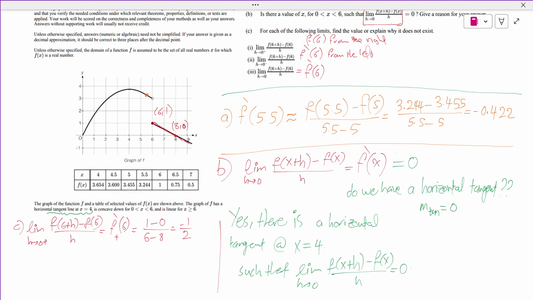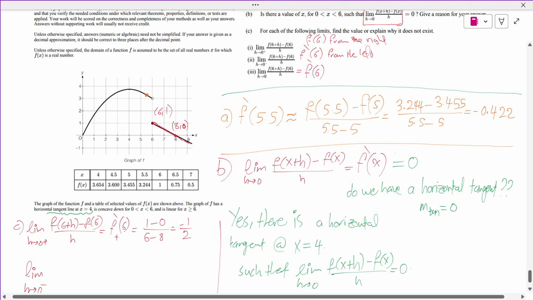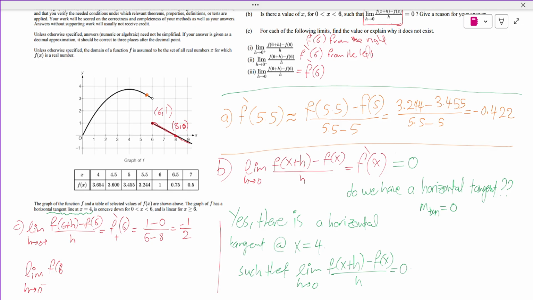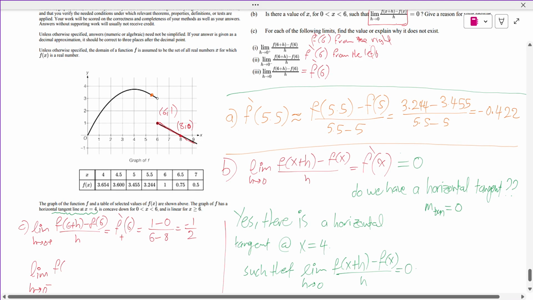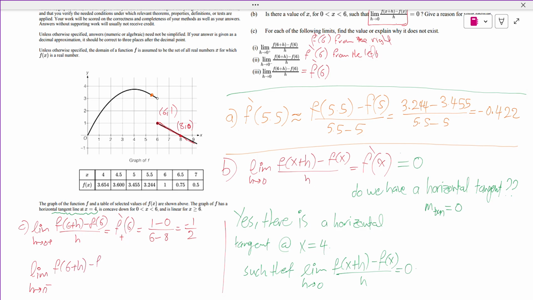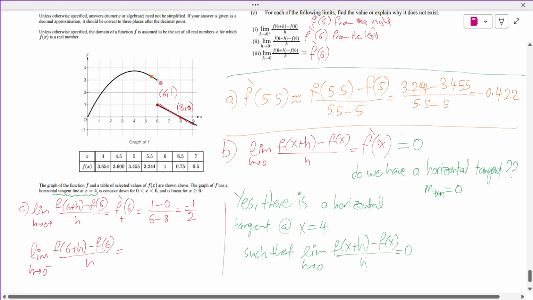So we are still in part C, but for the second one, the limit as h approaches 0 from the left of f of 6 plus h minus f of 6 all over h. Okay, so here what do you notice? You notice that there is what? There is an open dot, right? There is a hole at 6 when we approach it from the left.